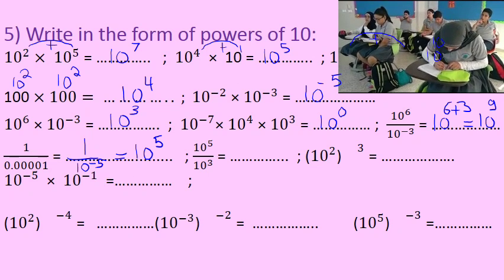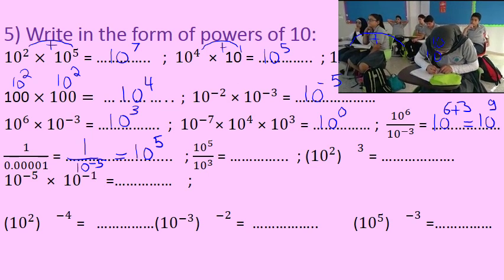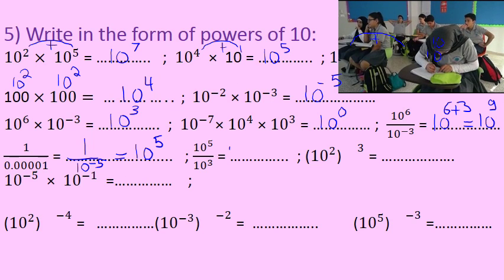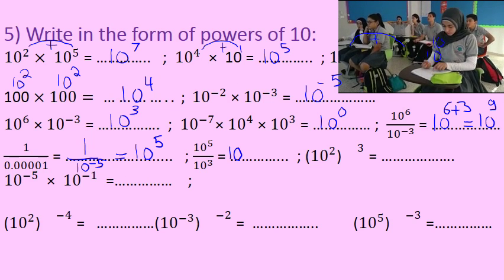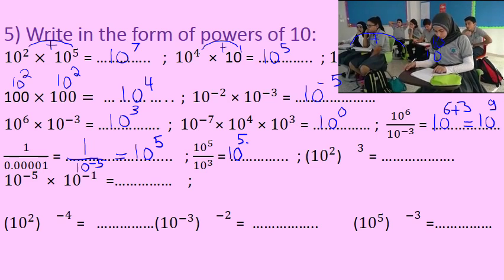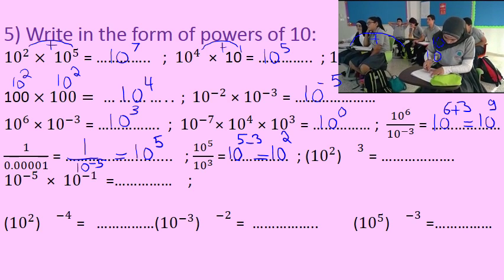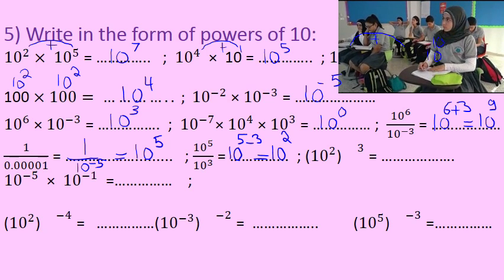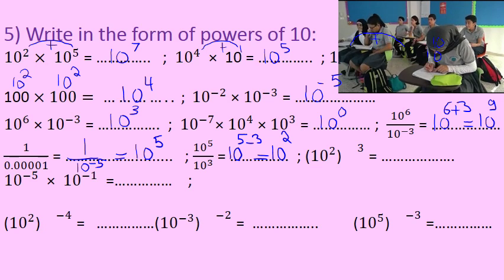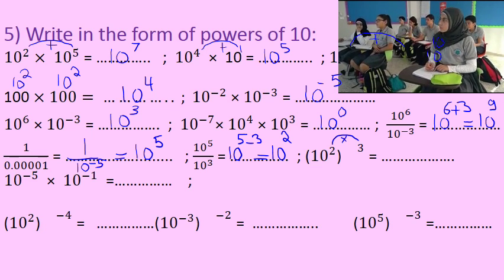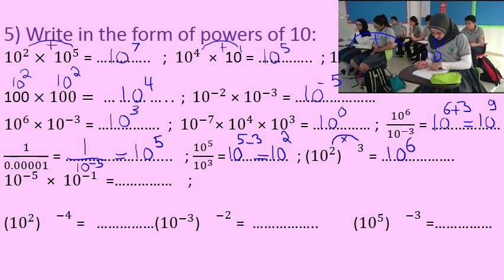Now 10 to the power 5 over 10 cubed, Muhammad. It is 10 to the power 5 minus 3. What is 5 minus 3, Muhammad? So it is 10 to the power 2. Now, Hassan, 10 squared, all of it cubed. We multiply 2 times 3. So it is 10 to the power 6.